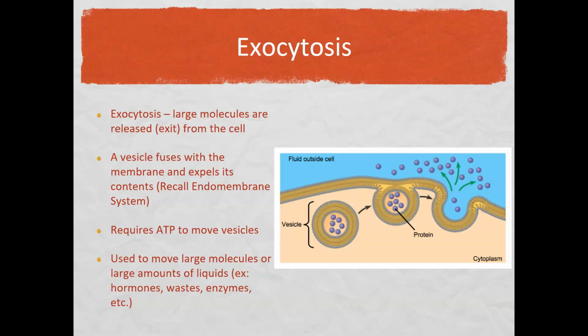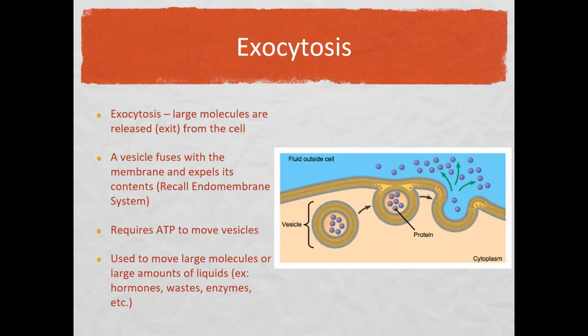But there are situations where your cells produce large molecules, big proteins like hormones or waste products or enzymes, and I need to get those materials outside of my cells, especially if I'm talking about a multicellular organism like us. So how are they going to get these big molecules out if I can't just squeeze them through a protein in the membrane or through the phospholipids? And that's where this process of exocytosis comes in.